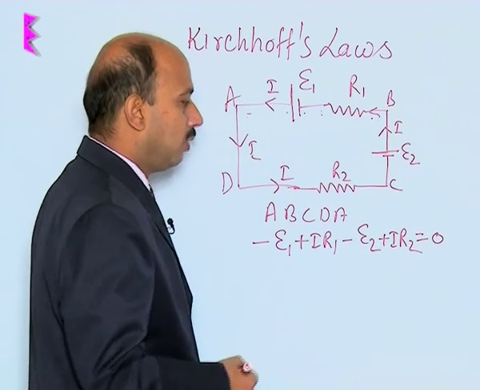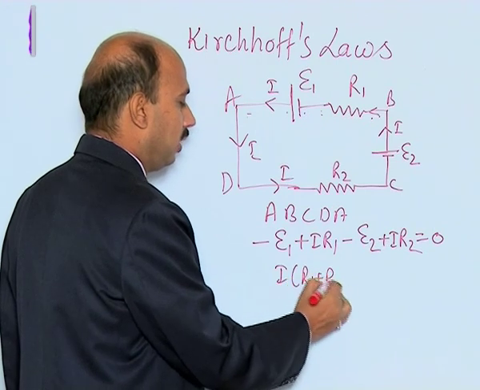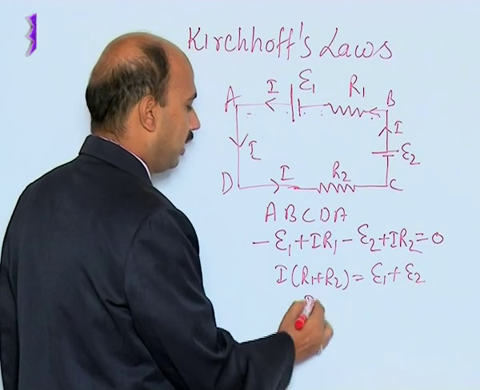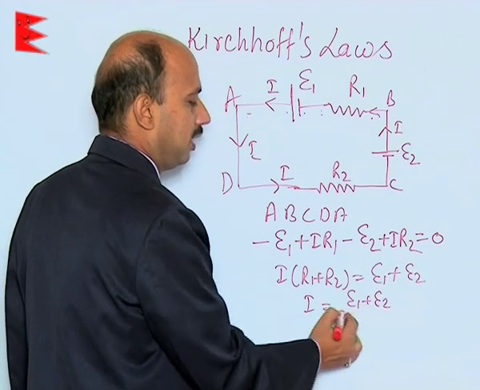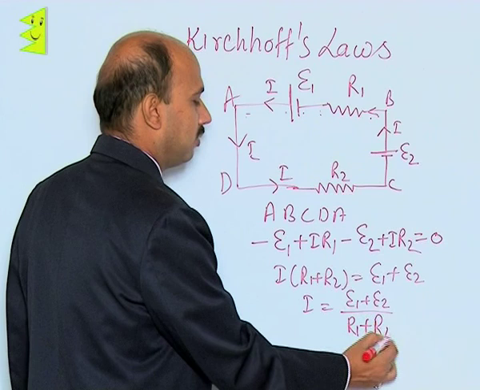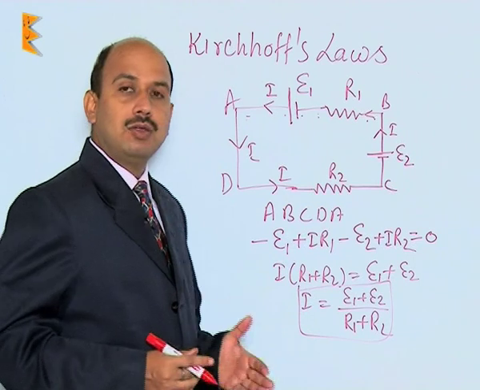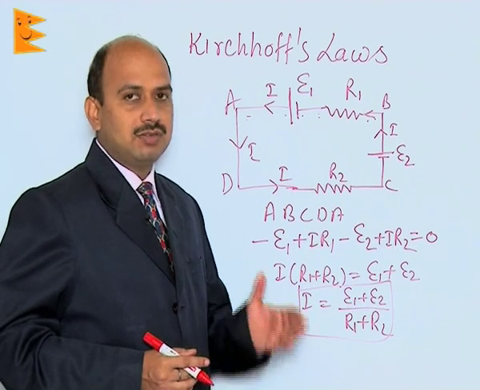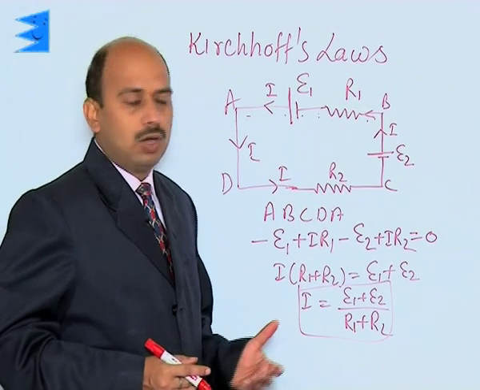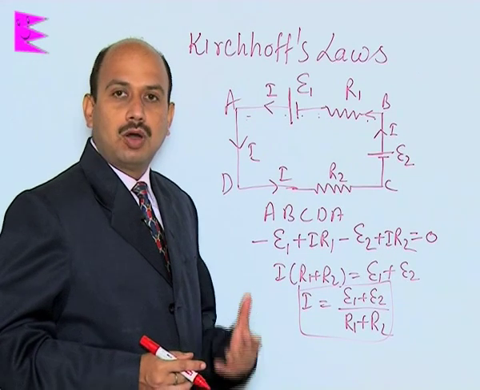Now, we can solve for the value of I from here if you need to. So, we get I(R1 + R2) = E1 + E2, and we can write I = (E1 + E2)/(R1 + R2). So, this is the current. See here, when we go from higher to lower potential, we take the potential difference as negative, and when we go from lower to higher, we take the potential difference as positive. This is the method we use to apply the voltage rule or the loop rule.